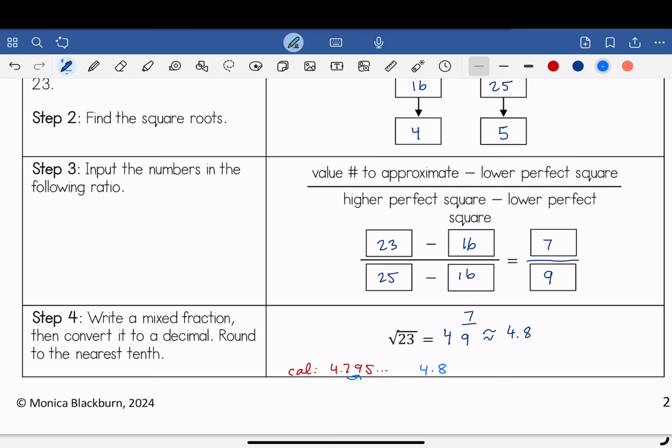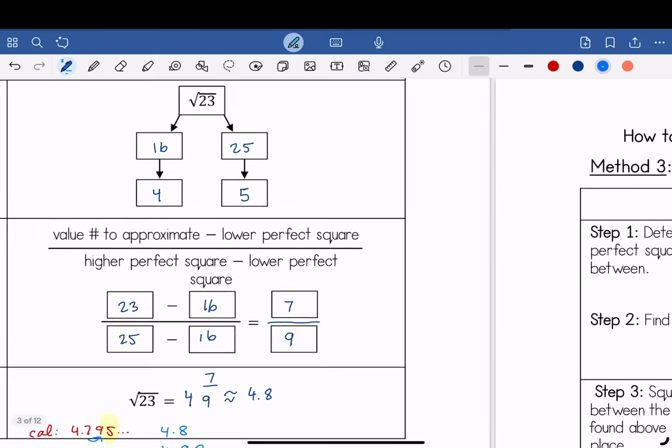If you had to round it to the nearest hundredth, you'd look at the digit 5, and it's 5 or greater. Therefore, if you were to round it to the nearest hundredth, it would be 4.8 as well in this situation, because it's 4.795. The 9 would turn into a 0, or 4.80.